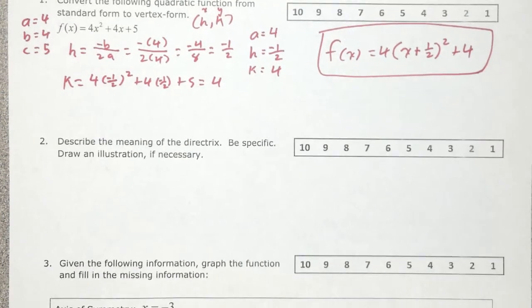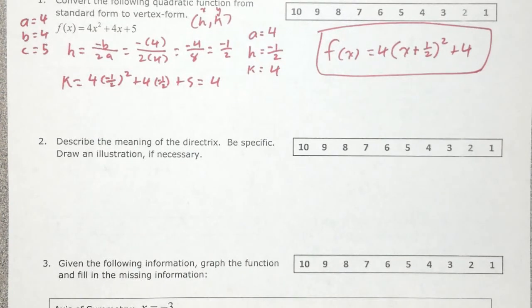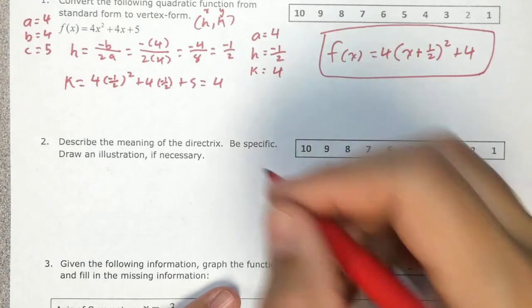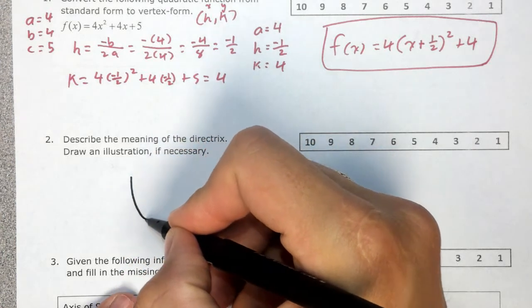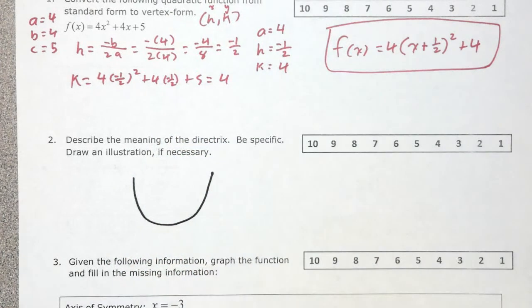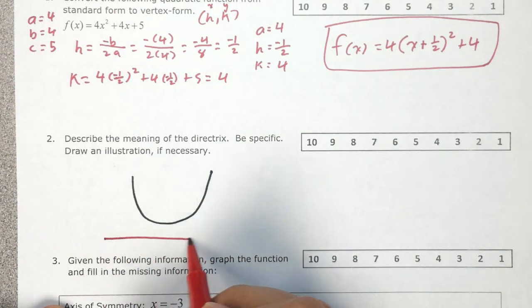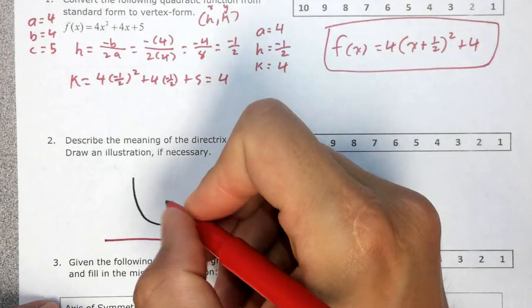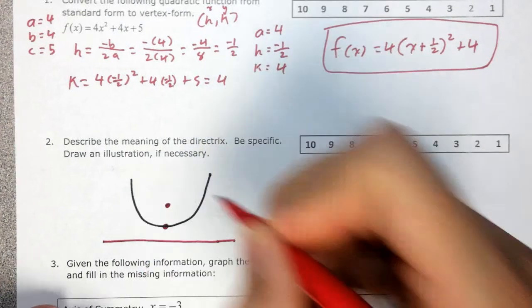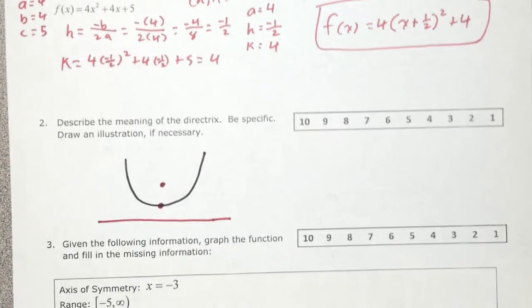Next one, describe the meaning of the directrix. Be specific. Draw an illustration if necessary. Ooh, interesting. So let's look at this. I'm going to draw a parabola. Here's my parabola. My directrix is always outside of the parabola and opposite of the focus.